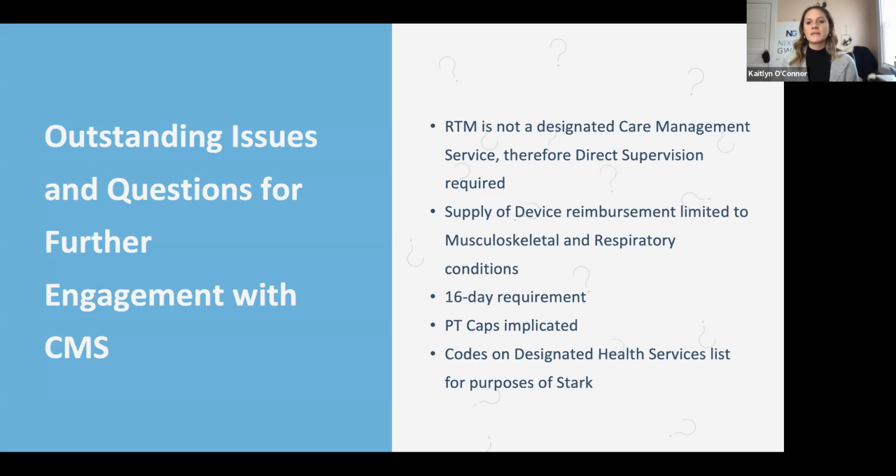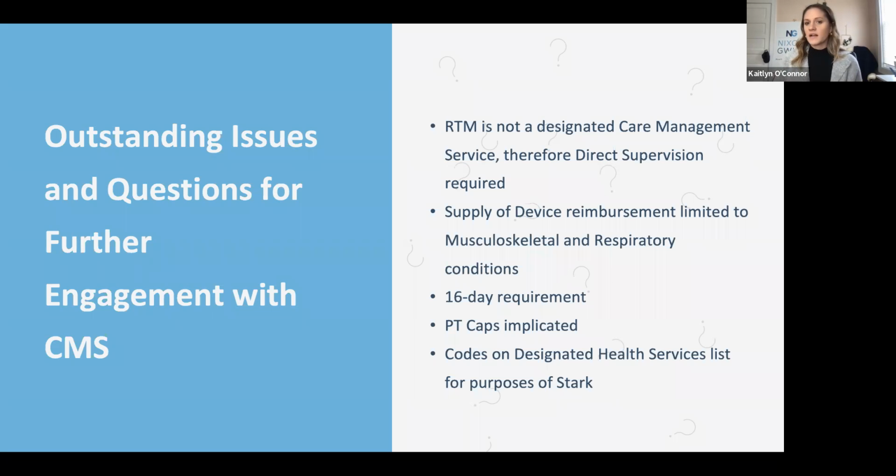And then finally, something that is TBD on how it's going to play out. CMS did include RTM on the list of designated health services, which means that in some scenarios, RTM may be subject to the federal Stark law or the physician self-referral law.